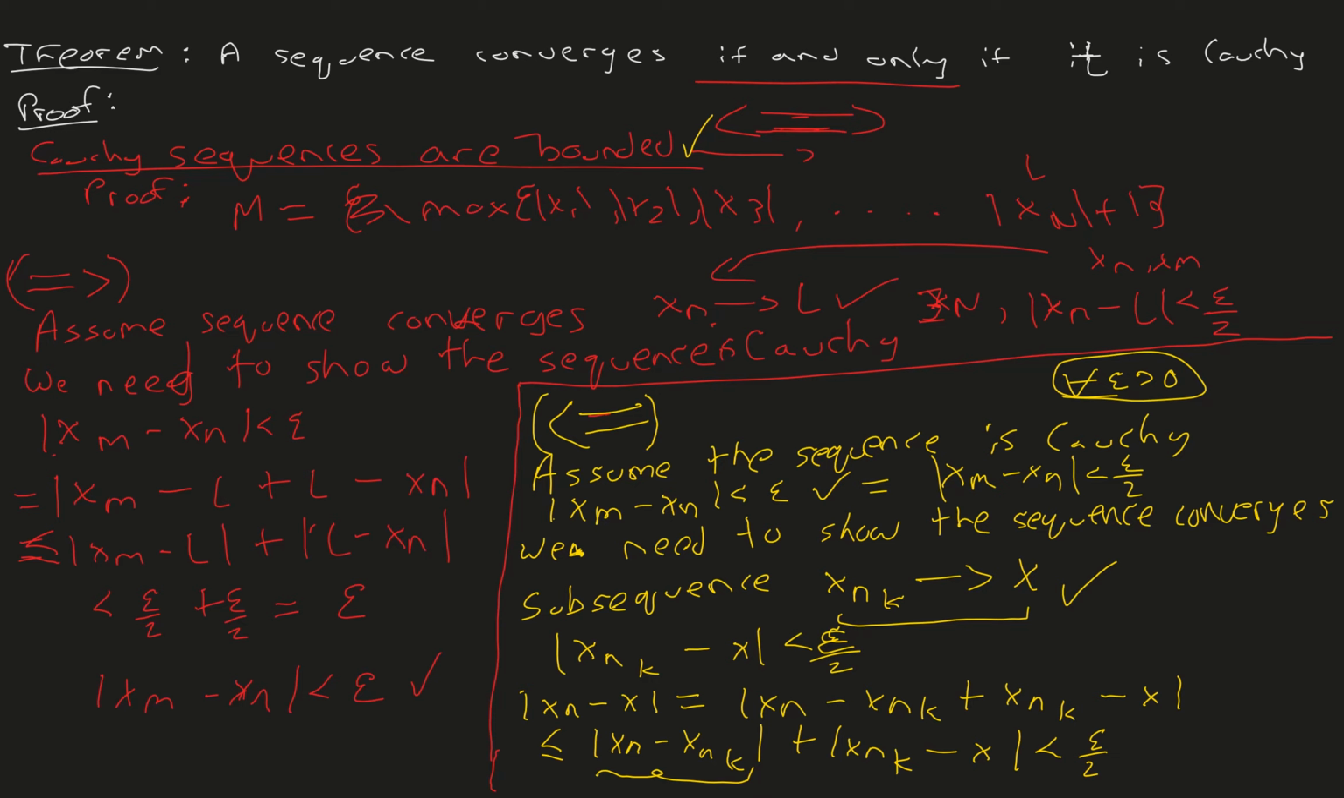So xn minus xnk is less than epsilon over 2, and xnk minus x is less than epsilon over 2, because we know that xnk is a convergent subsequence, and we just wrote it right here. So this adds up to give us epsilon. So finally we get that xn minus x is less than epsilon, and that's what we needed to show. To show that a sequence converges, we need to show xn minus x is less than epsilon. So we've shown both the directions and we've proved the theorem.